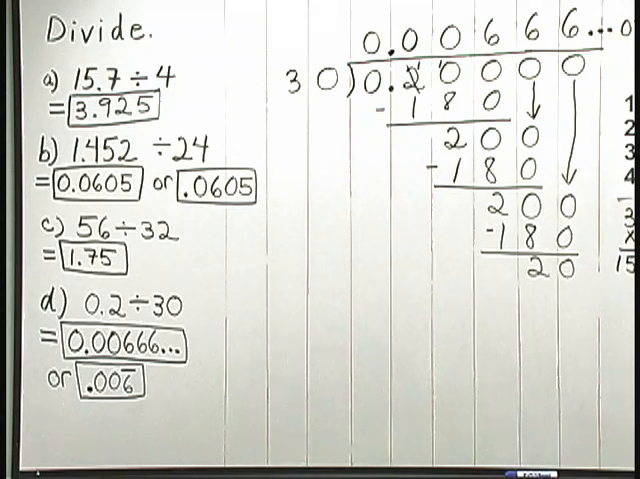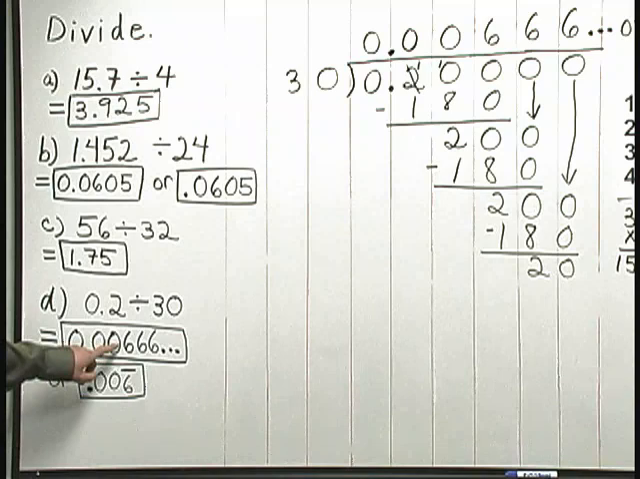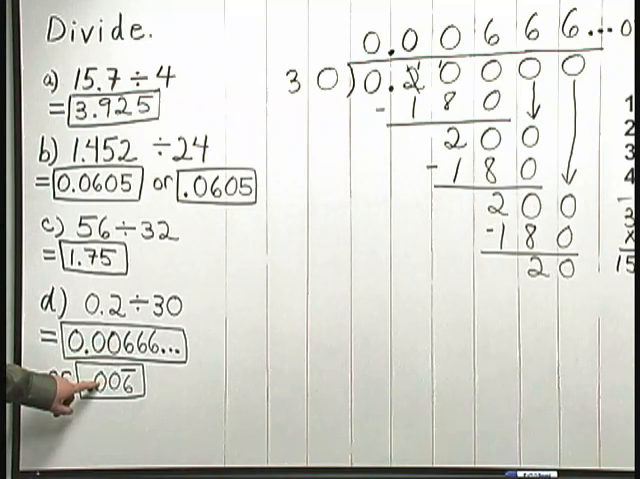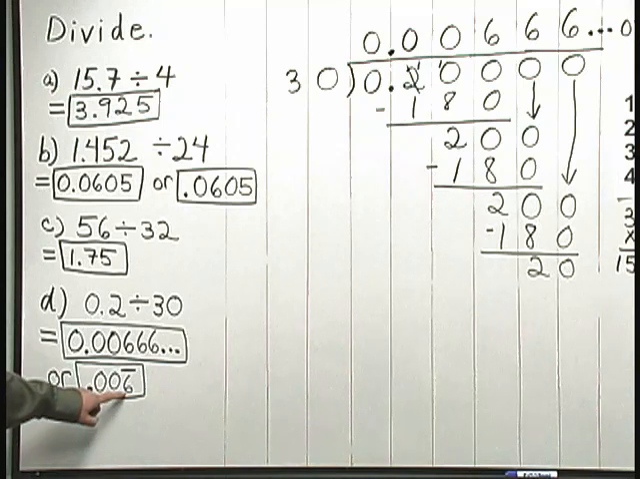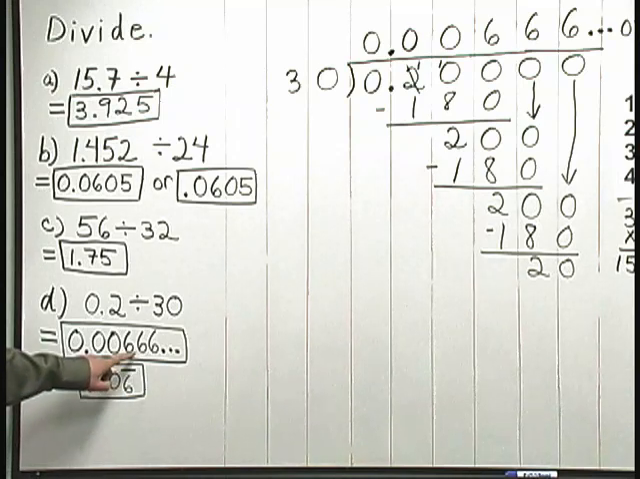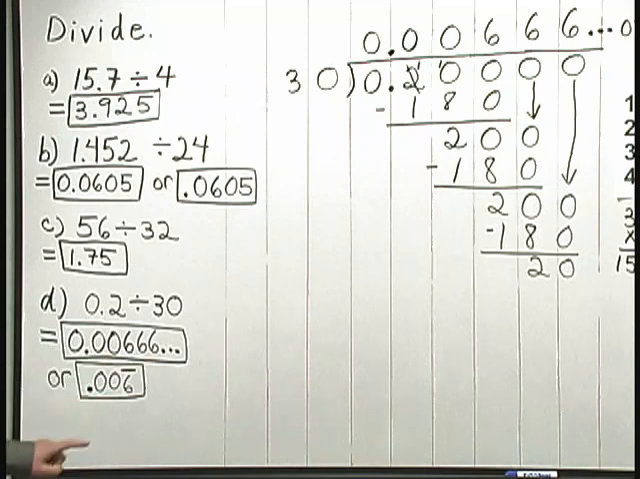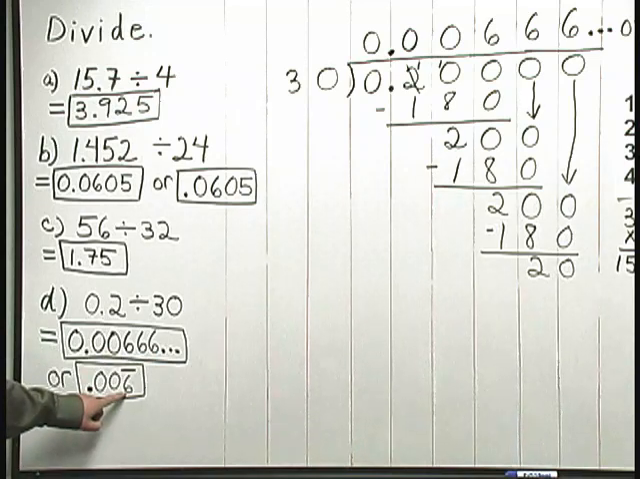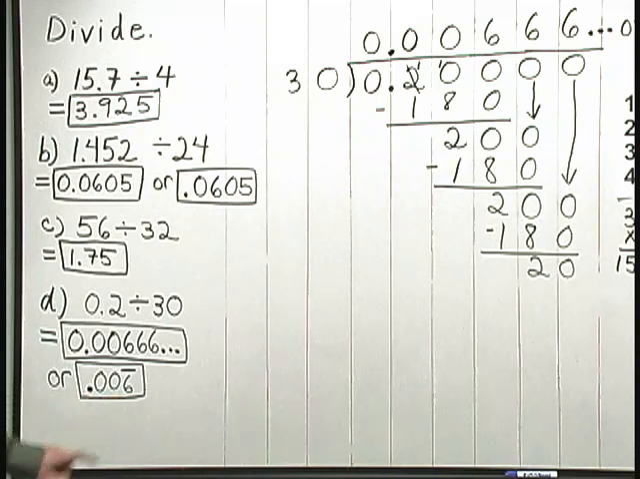0.00666 ... would be acceptable. The 0 to the left of the decimal point is optional, so you can leave that 0 off. The 2 zeros to the right are absolutely required. And if you want, you can use this fancier mathematical notation where instead of writing the 6's over and over, you write this line on top of the 6, the bar, to represent the fact that those 6's repeat over and over.